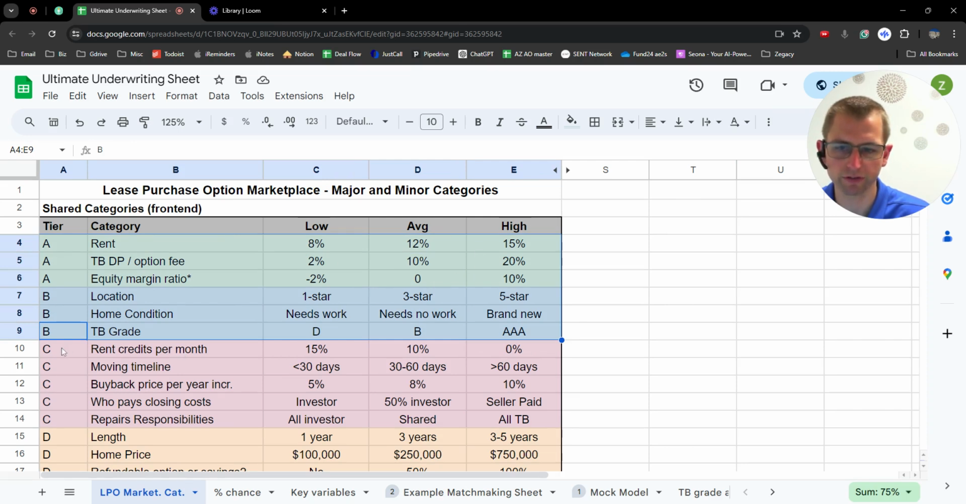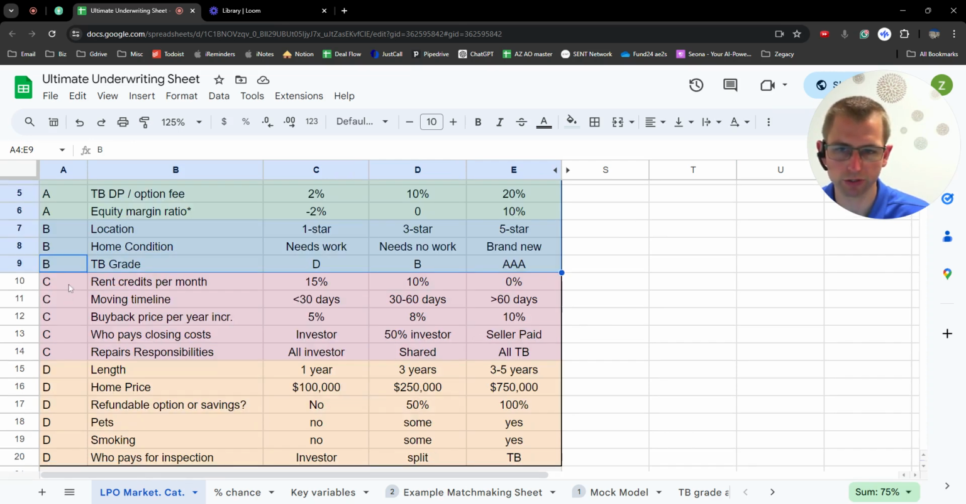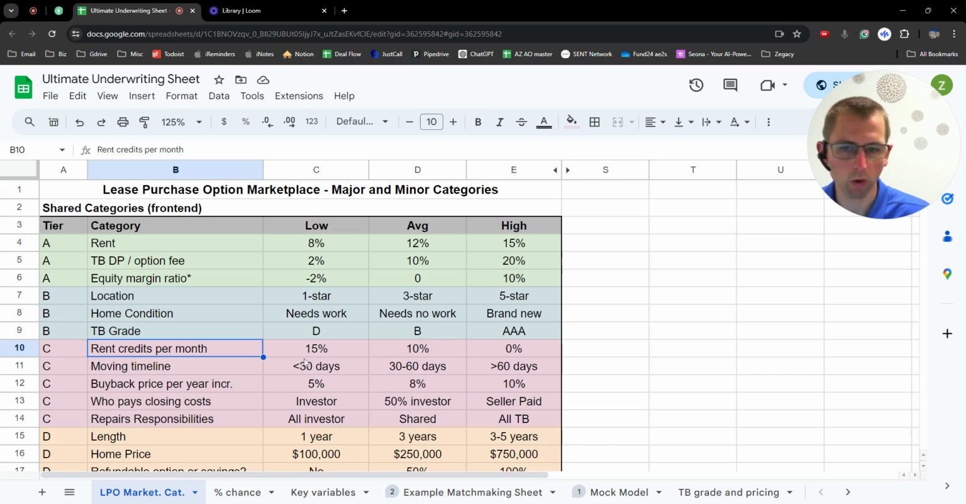But there's still a lot of other factors. So we'll briefly go through these. Rent credit. So what percent of the monthly payment goes towards the tenant as their equity? Anywhere from 0 to maybe 15%. The moving timeline. Some investors can close in less than 30 days. Most are between 30 and 60. Some probably take more than 60.